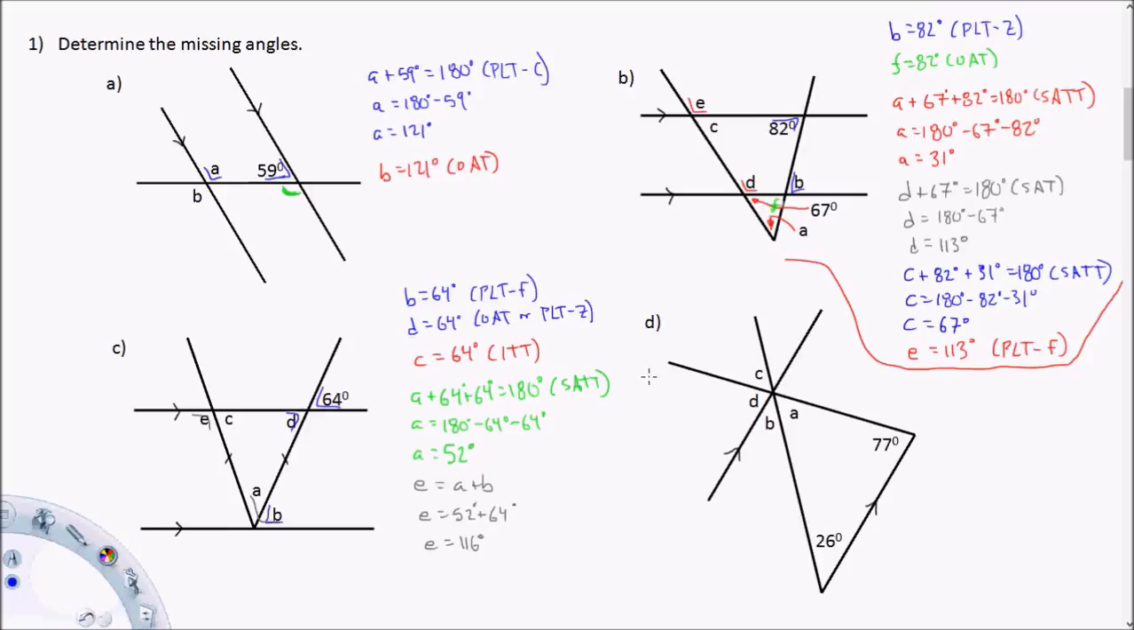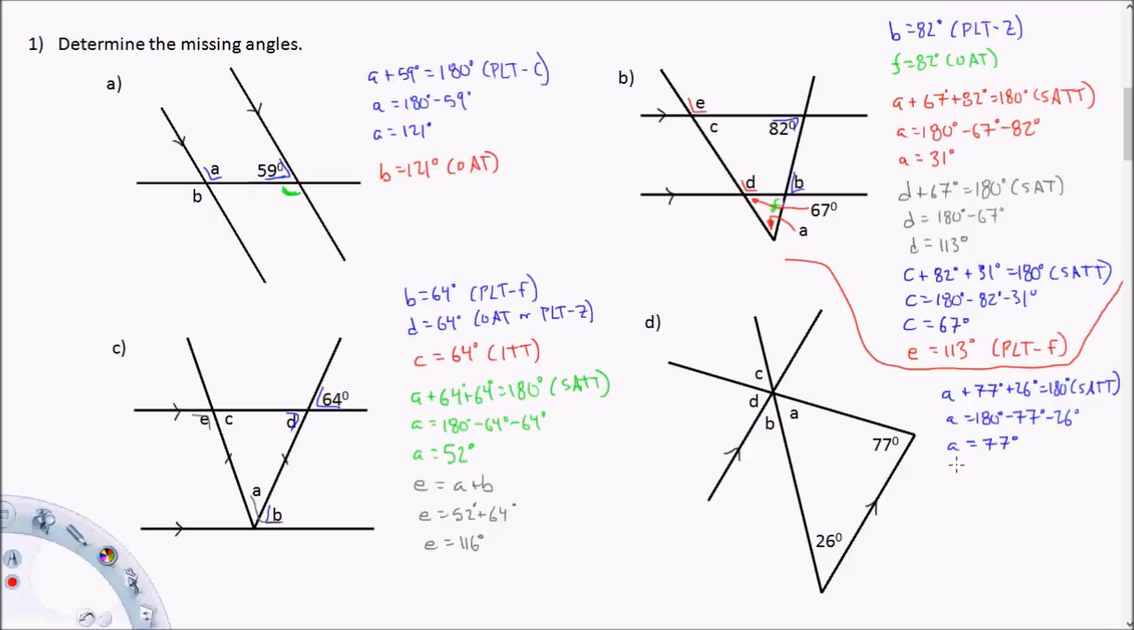And finally, we have question D. So we could say that A plus 77 degrees plus 26 degrees will equal 180 degrees because of the sum of the angles of a triangle theorem. And we can rearrange this. So A would be equal to 180 degrees minus 77 degrees minus 26 degrees. And all we did to do this was we subtracted 77 and 26 from both sides of the equal sign. And if we calculate this, we find that A is equal to 77 degrees.